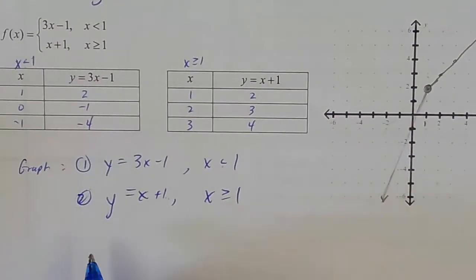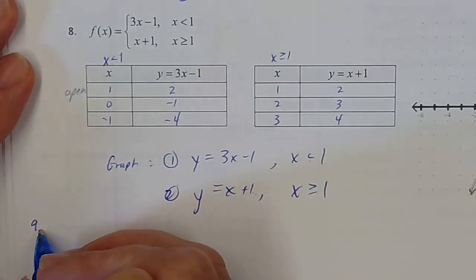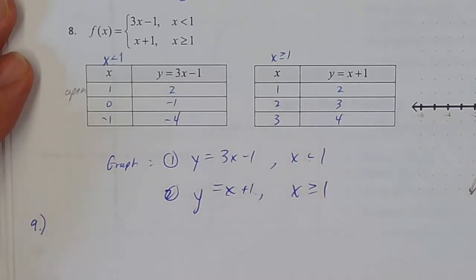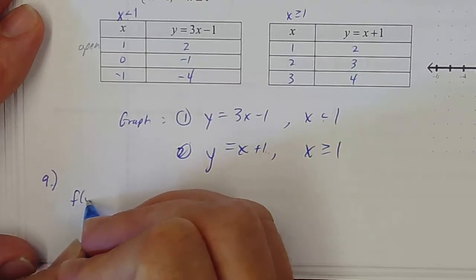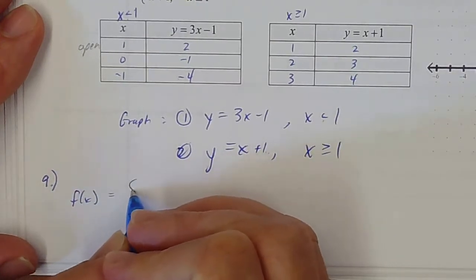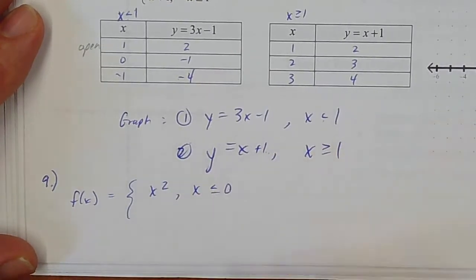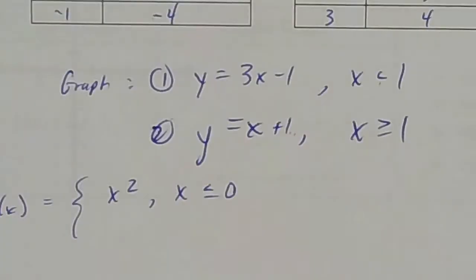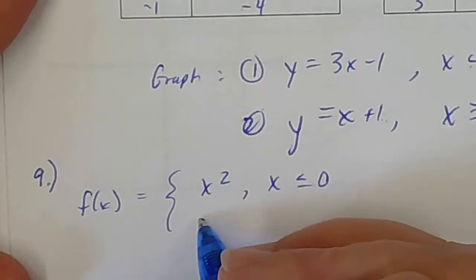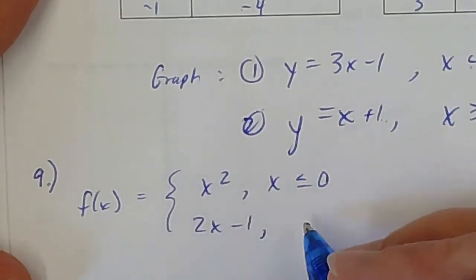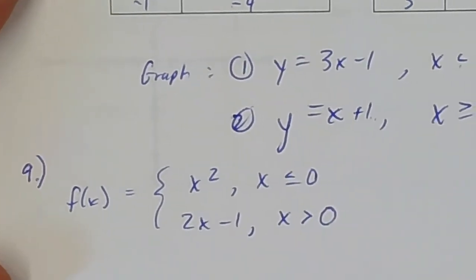All right, one more I want you to try. None of these are quadratic, and sometimes one of these pieces are quadratic on your OTI and on your next quiz or test. So why don't you add number 9 right here. Here's the function I want you to write. Okay, so f of x is x squared when x is less than or equal to 0. And then 2x minus 1 when x is greater than 0.